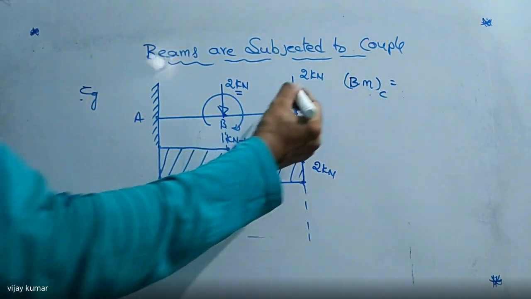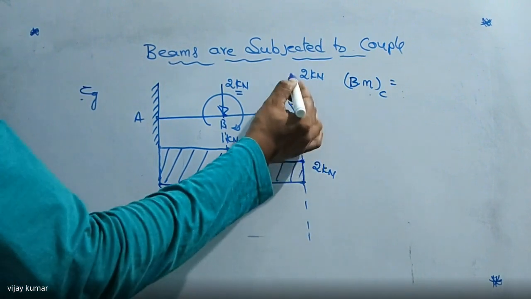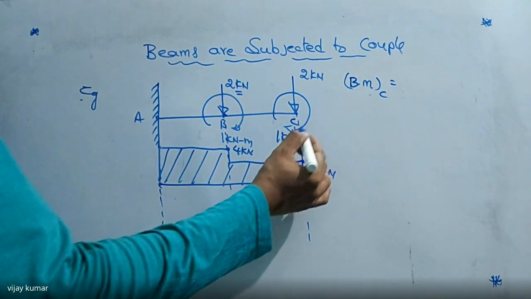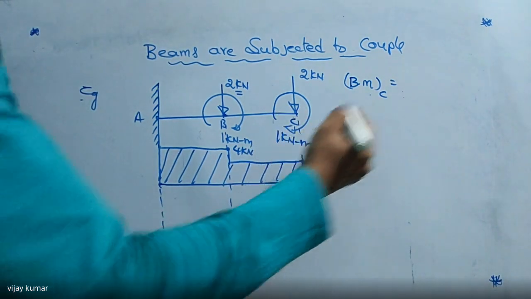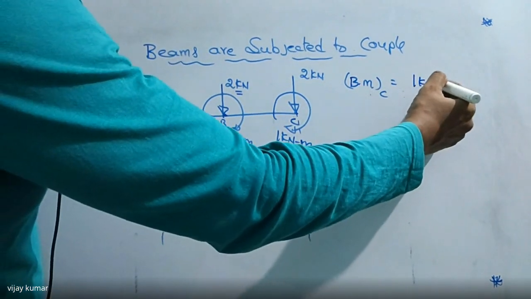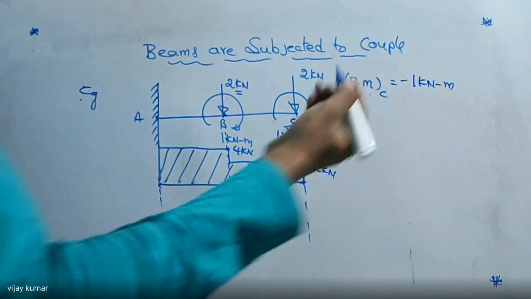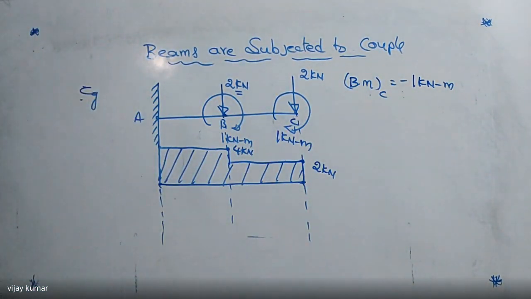So this force is passing through this point. This moment is 0, but there must be a couple here. So how much couple here now? That is 1 kilonewton meter, which is negative. Why? Because it is a clockwise couple.